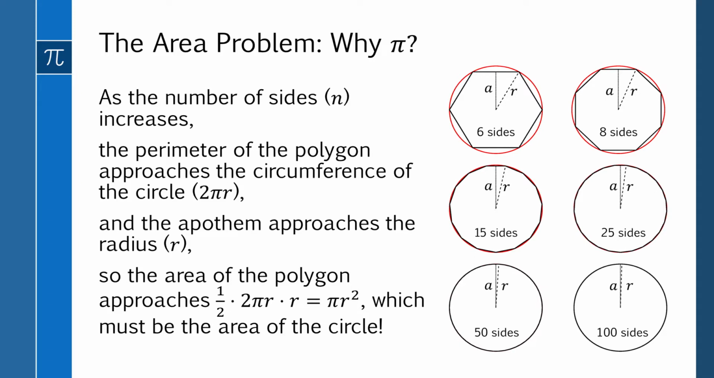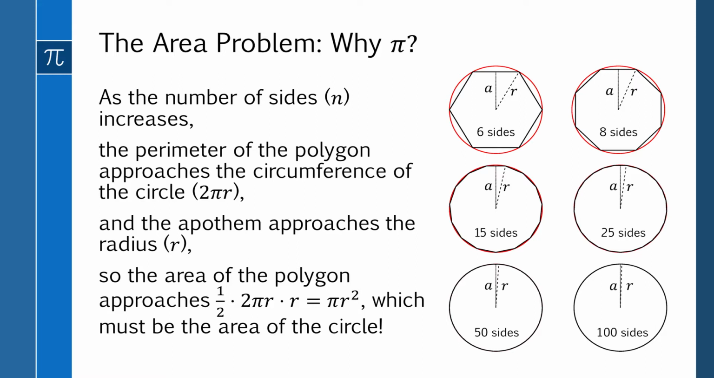Now you notice as the number of sides increases, that the perimeter of the polygon approaches the circumference of the circle, and that height of that triangle, or the apothem of the polygon, approaches the radius of the circle, right? As you get more and more sides, the circumference and the perimeter become indistinguishable, and the apothem and the radius become indistinguishable, right? So they get closer and closer together.